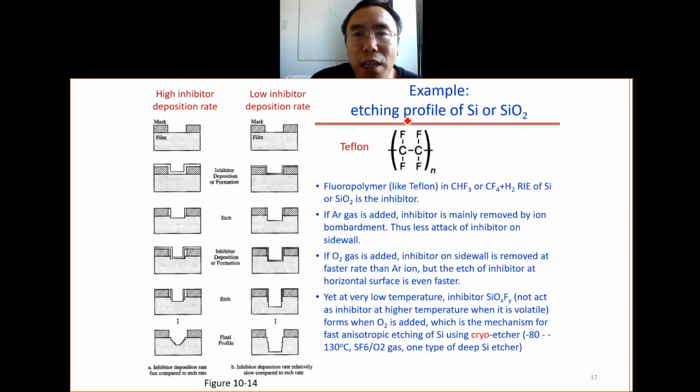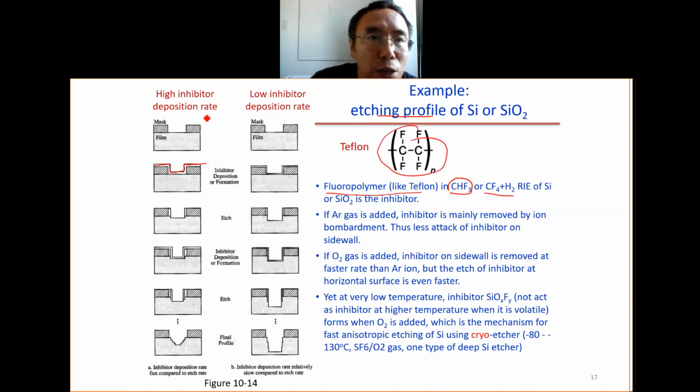Now let's look at one example of the etching profile. Here we use CHF3 gas or CF4 plus hydrogen gas. They will form a fluorocarbon polymer like Teflon. They will form this polymer on the wafer surface. This layer here is the fluorocarbon polymer.